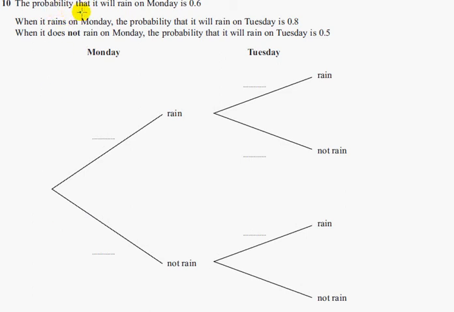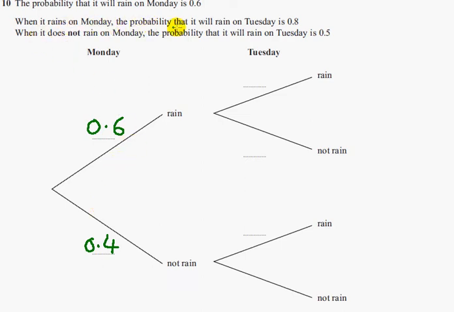So first of all, the probability that it will rain on a Monday is 0.6. So let's write that in first of all. So rain on a Monday is 0.6. Therefore, if it's not going to rain on a Monday, it's going to be 1 take away 0.6, as these two probabilities have to add up to 1. So 0.6 take away from 1 is 0.4. Now you can change these to fractions if you want to, but you don't need to. Okay, so let's carry on reading.